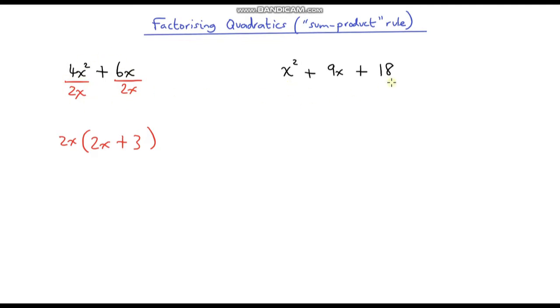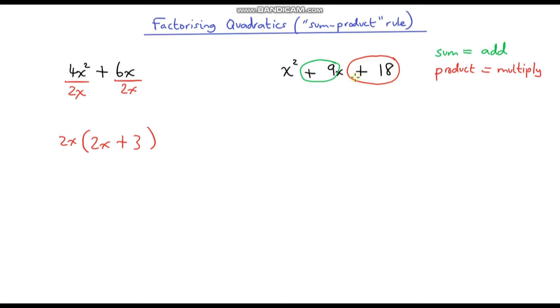But when we get onto quadratics that look like this, we use a slightly different technique, and it's called the sum product rule. I'll explain exactly what that means. So in order to factorise this quadratic expression here, I need to find two numbers whose sum is this number, so 9, and whose product is this number here, which is 18. So I need to find two numbers that add together to get 9 and multiply together to get 18. So what could those numbers be?